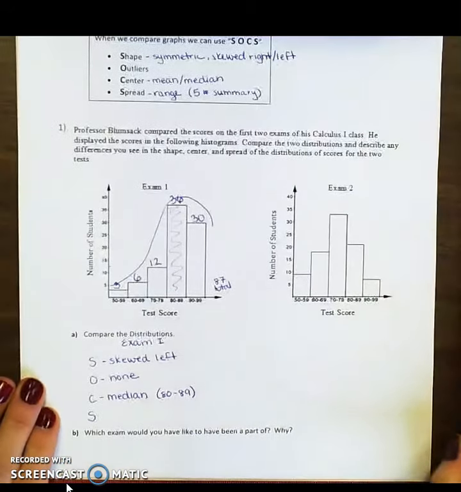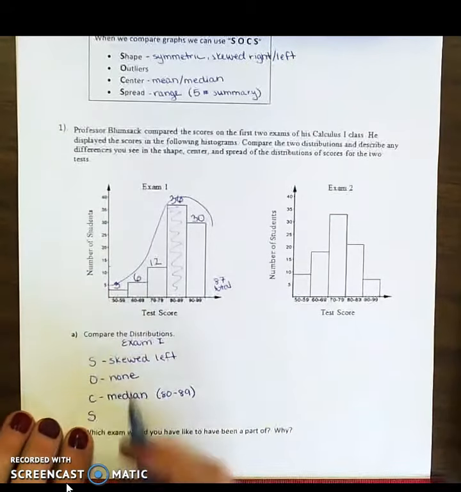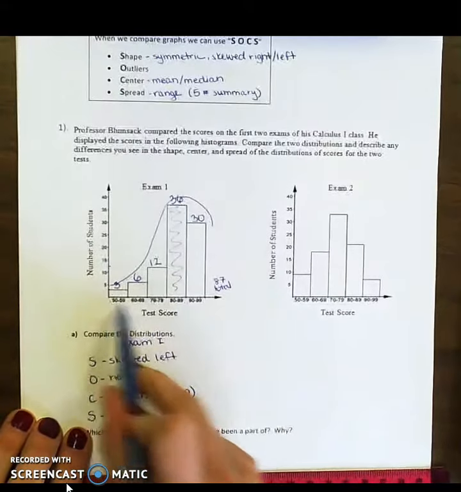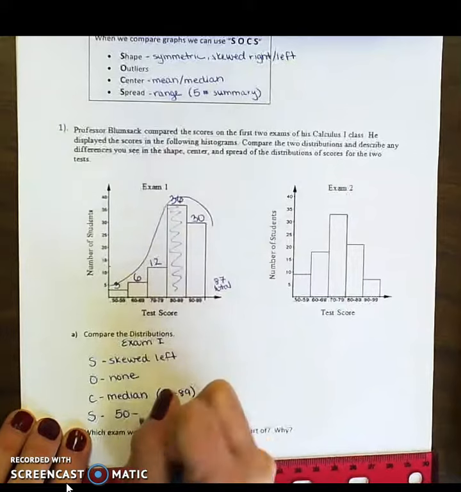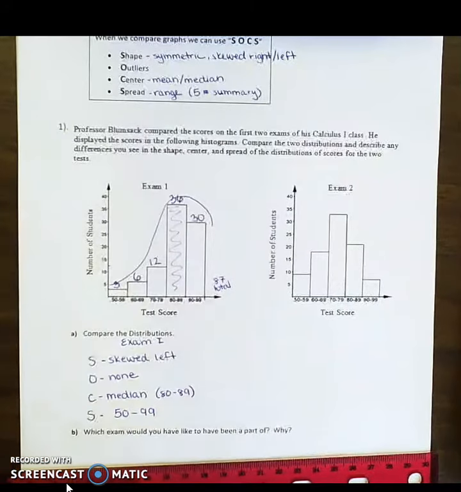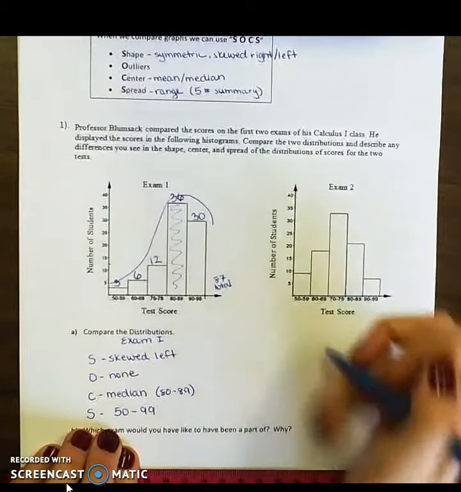Next is the spread of the data. The spread is the range. From the lowest point to the highest point, the spread is from 50 all the way up to 99. Now that we've completed the first exam, let's take a look at exam 2.